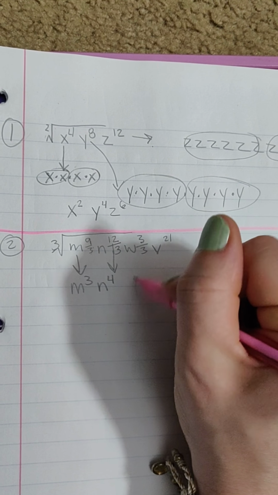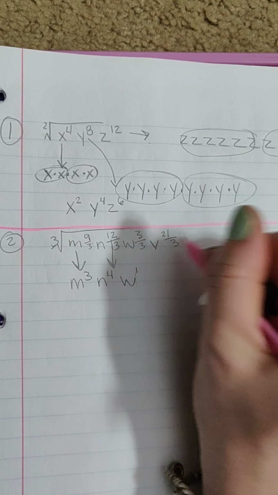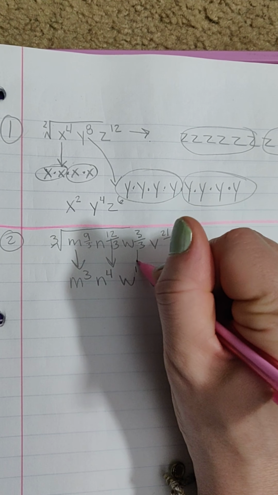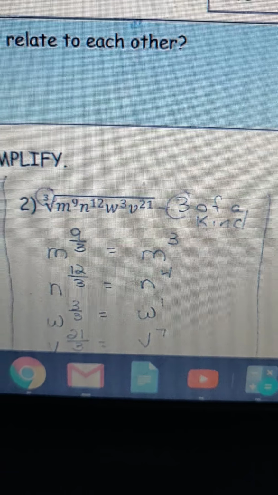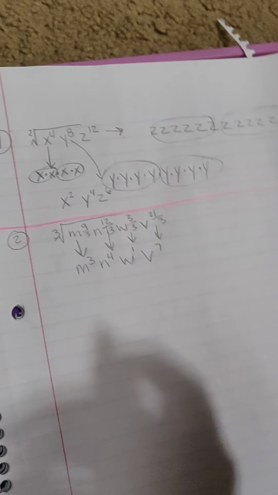3 divided by 3 is 1. So I have w to the 1st. 21 divided by 3 is 7. So I have v to the 7th. Oh, hey. 3 of a kind. We got that right. Great job, guys. Last one. Almost there. And then it'll be time for homework.